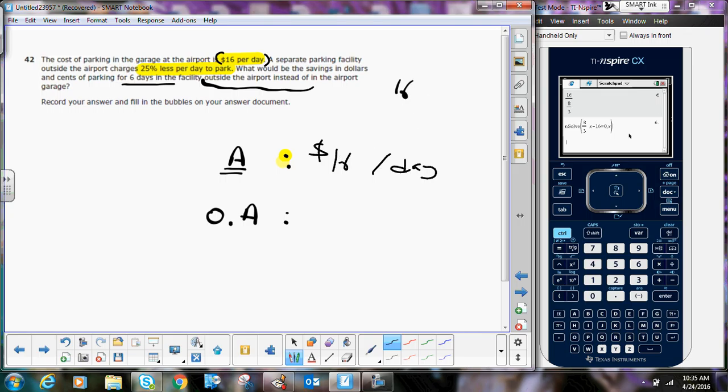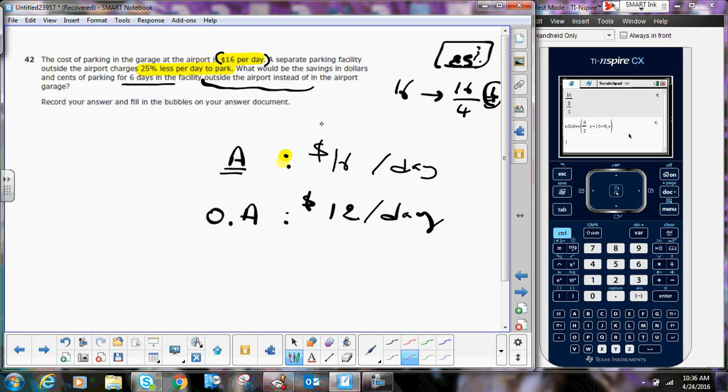So 25% of 16, this is the 25% of 16. It's 16 divided 4. It's $4. So the outside airport company, they charge $4 less than 16. So how much they charge? They charge $12 per day. This is how much they charge. Now the question, for 6 days, how much money do you save?